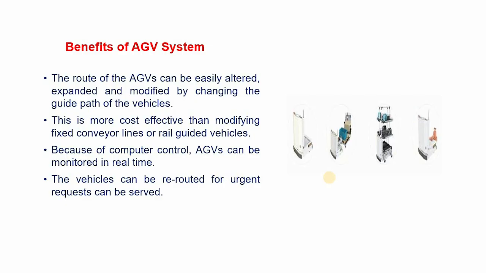This automated guided vehicle system is comparatively cost effective compared to fixed conveyors or rail guided vehicles. Because of the computer control, automated guided vehicles can be monitored in real time, so the computer control helps to monitor the complete process. The vehicles can be rerouted so that urgent requests can be served. In case of any emergency, the automated guided vehicles can be rerouted for urgent requirements at any time within the industry.